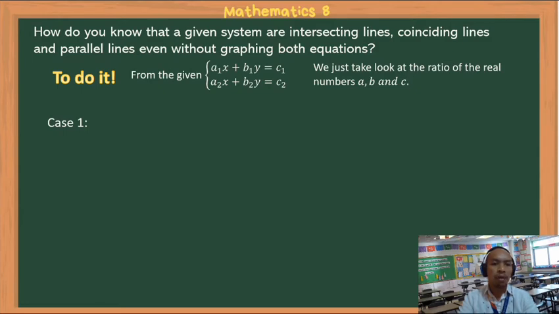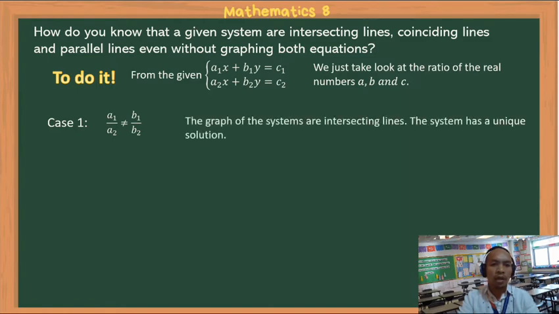So case number 1. If the ratio of the coefficients of x, a sub 1 divided by a sub 2, is not equal to b sub 1 over b sub 2, the coefficients of y, we can say that the graphs of the system are intersecting lines and the system has a unique solution, which means the intersection of the two graphs. That would be the first case.